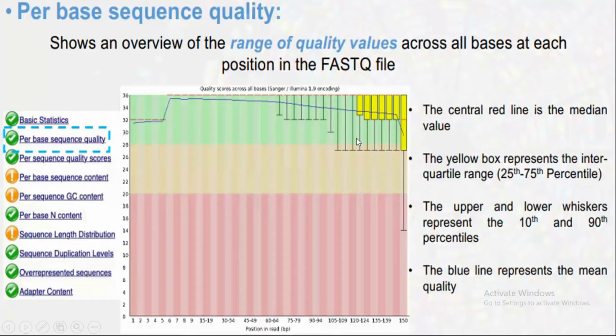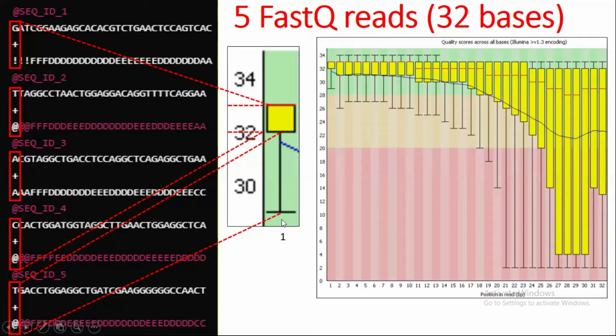The upper and the lower whisker represent the 10th and the 90th percentile. Basically, these are the whiskers. But here, almost all the quality is revolving inside here. Most of the quality is on this red line, so no whisker is present.